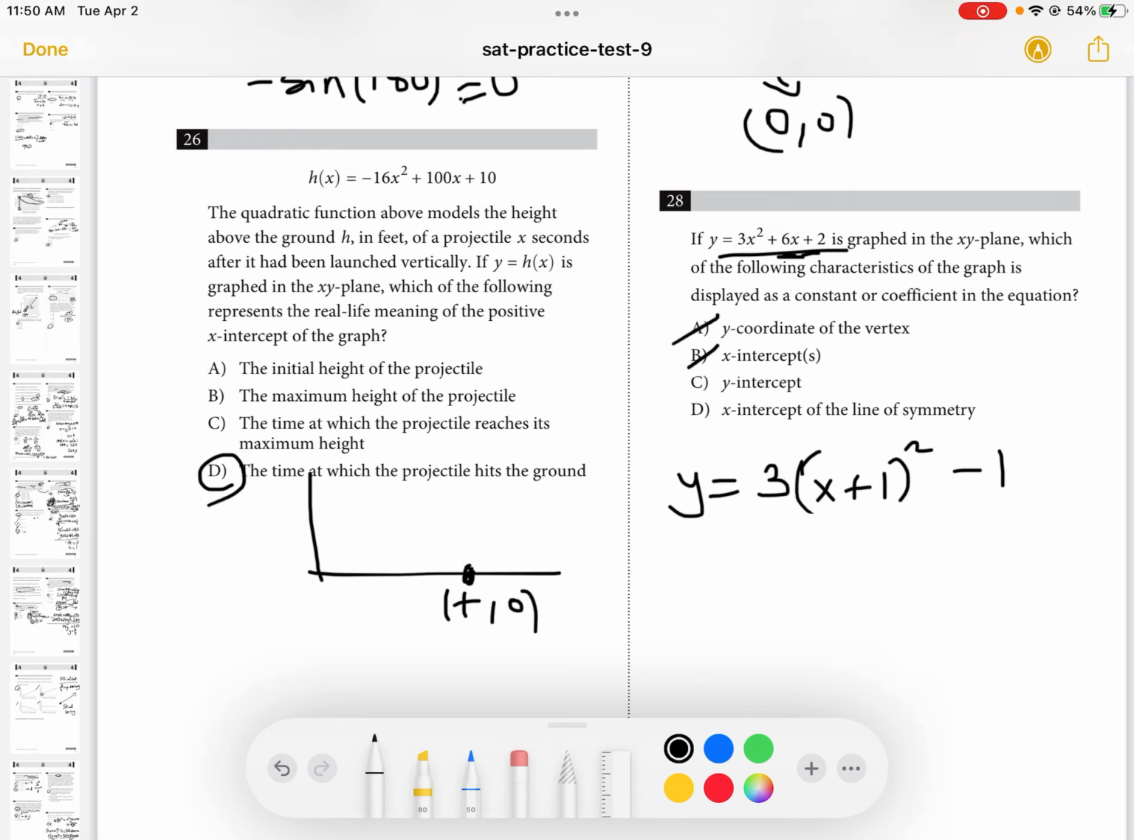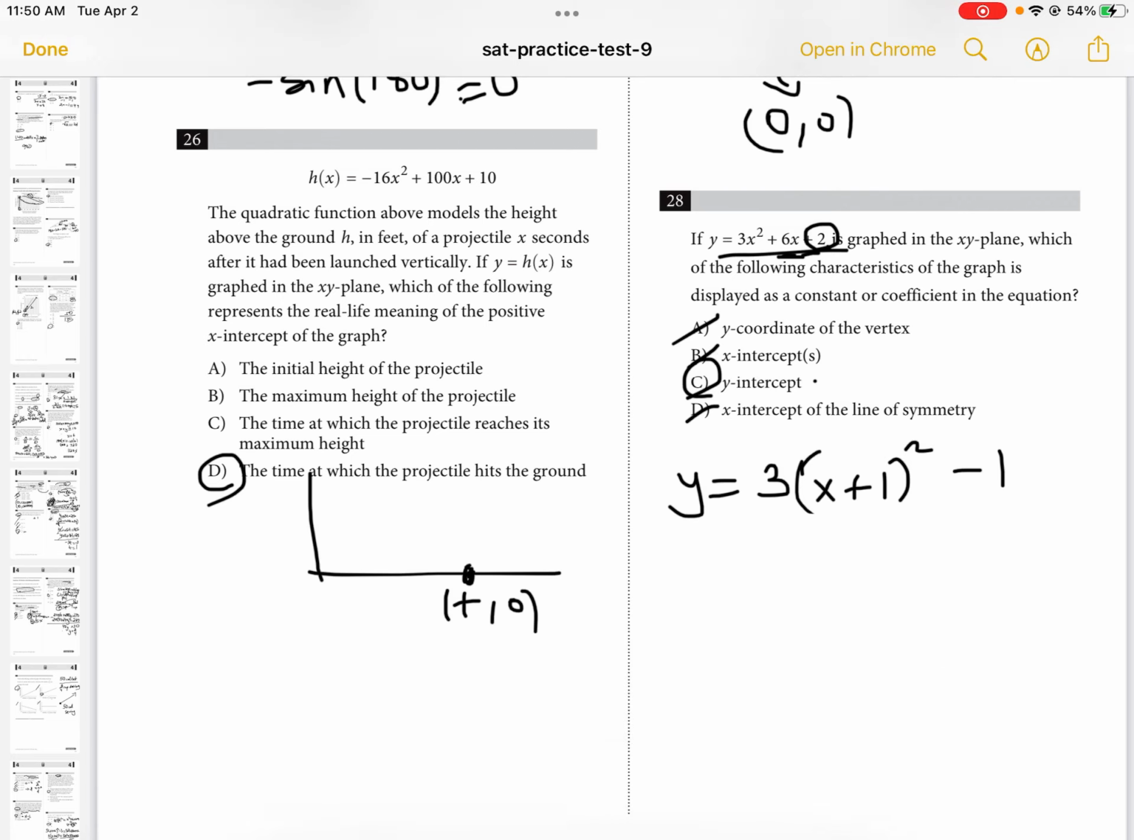And same with the x-intercepts. You can't find that out just by looking at the equation. The x-intercept of the line of symmetry. You would need the vertex to find that, so it can't be that. C is the only correct answer. 2 is the last constant here in this function equation, and when you plug in x equals 0, you know all the variable terms will vanish, so you'll just be left with a constant term at the end. That's the y-intercept, so that's our answer.